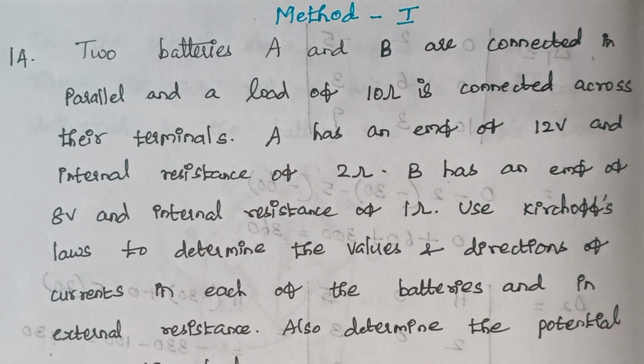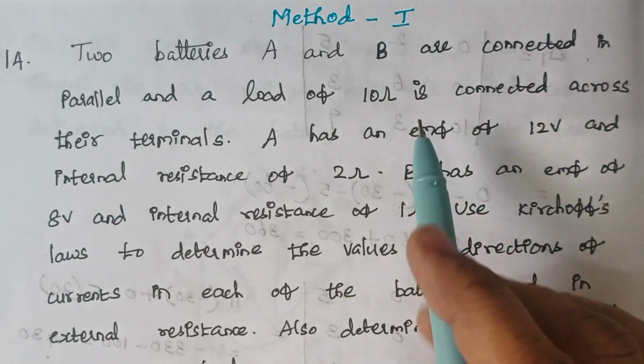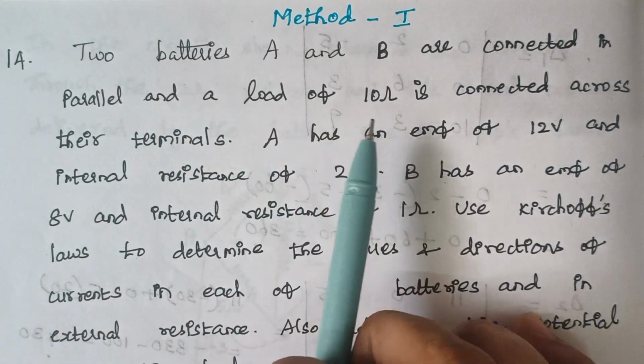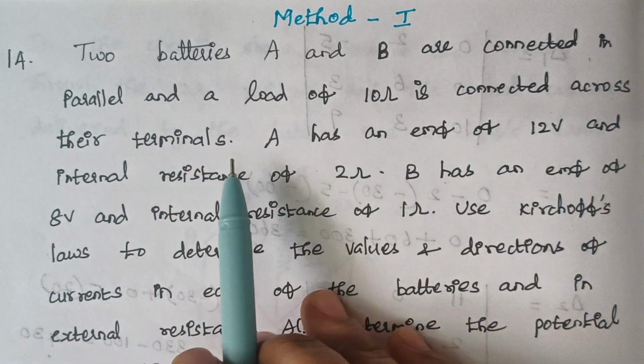Today we are going to solve a problem in two methods. Here the problem is: two batteries A and B are connected in parallel and a load of 10 ohm is connected across their terminals.